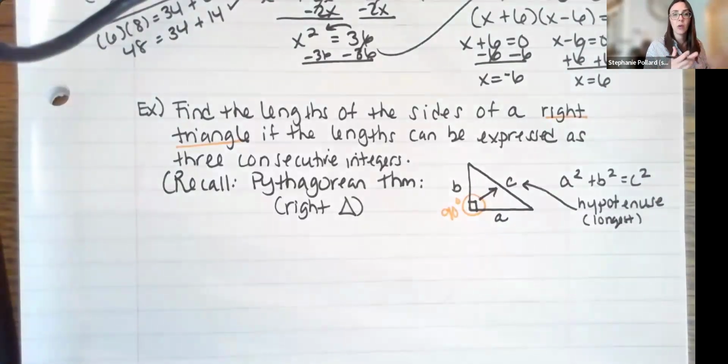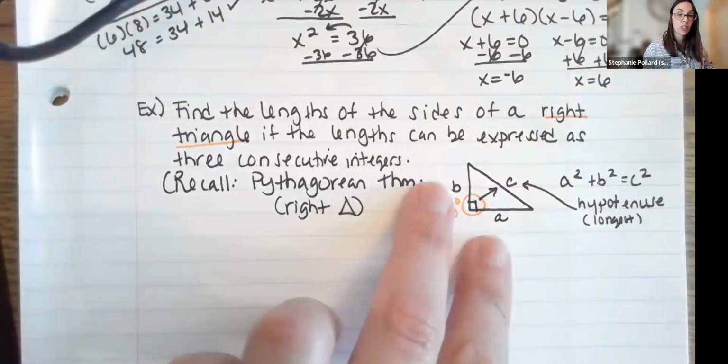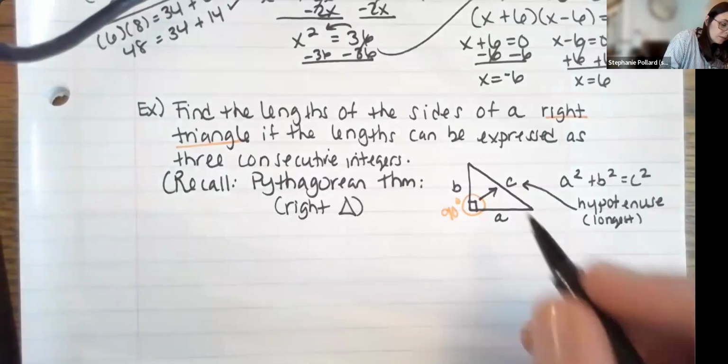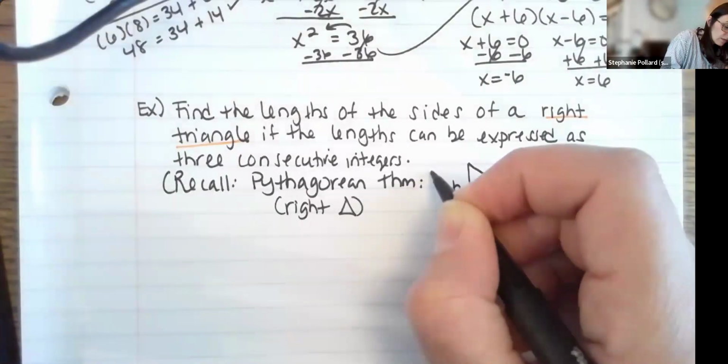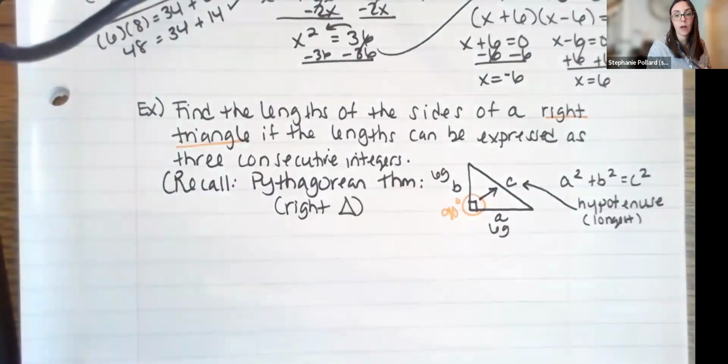So if you're like, well, how do I know which is which? The hypotenuse is always the longest side, and it's always the one across from the 90 degrees. So that's how you know what to put where. The other 2 sides we typically just call legs. So you may hear that language as well.